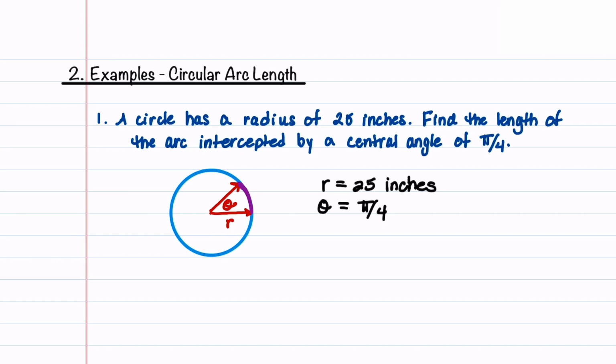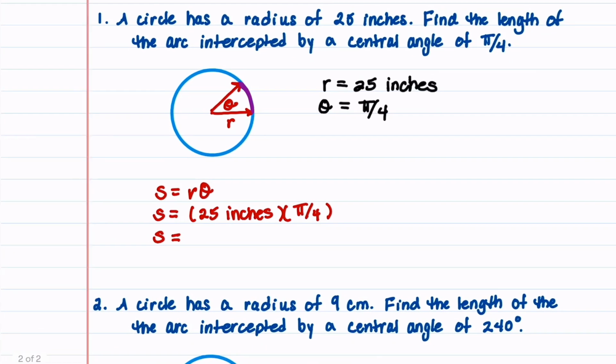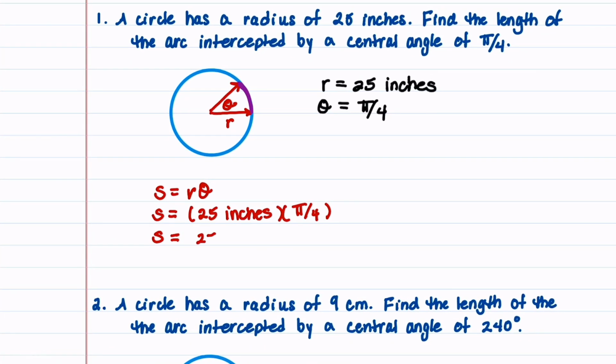To find the arc length, we begin by writing down the formula. Our formula is S is equal to R times theta. We can now plug in what R and theta are. R is 25 inches, and theta is pi over 4. So that gives us S is equal to 25 pi over 4 inches.